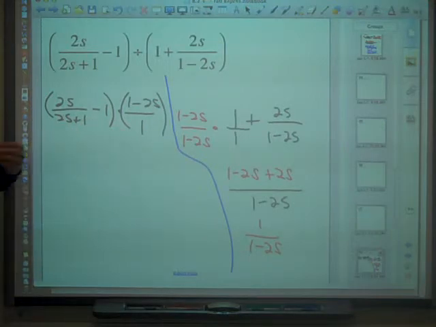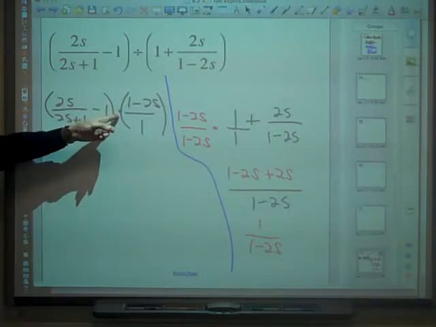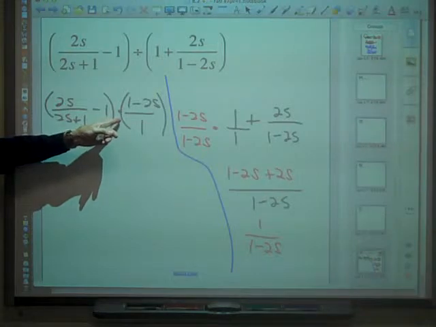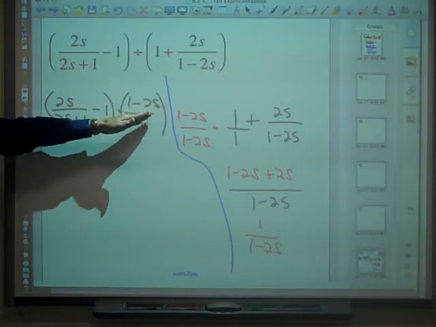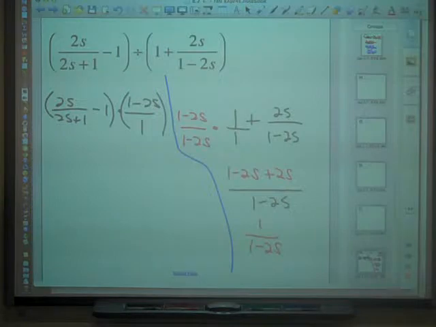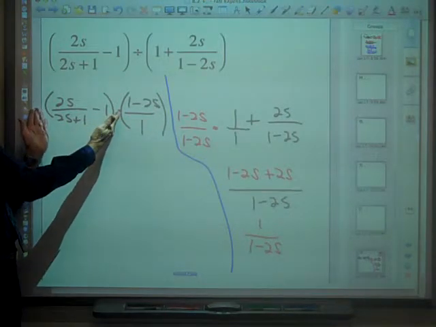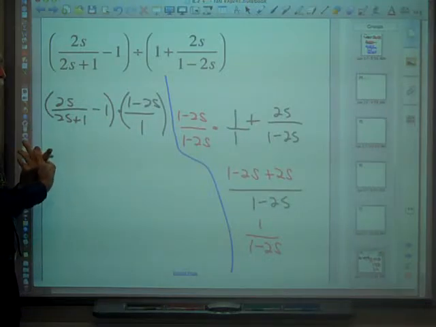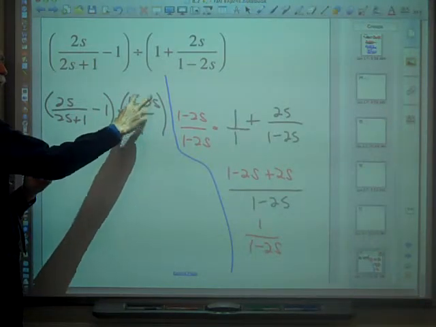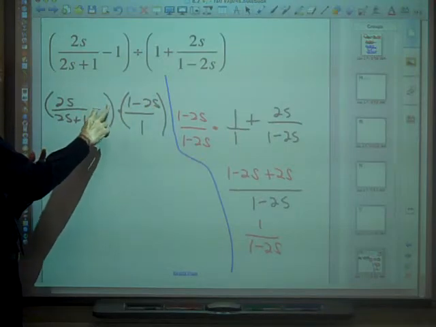What are we going to do with this now? This is now multiplying, isn't it? It's not adding or subtracting. We don't need a common denominator. We need to multiply this over here. How do you multiply this over here? Is it going to be this times this and this times this?